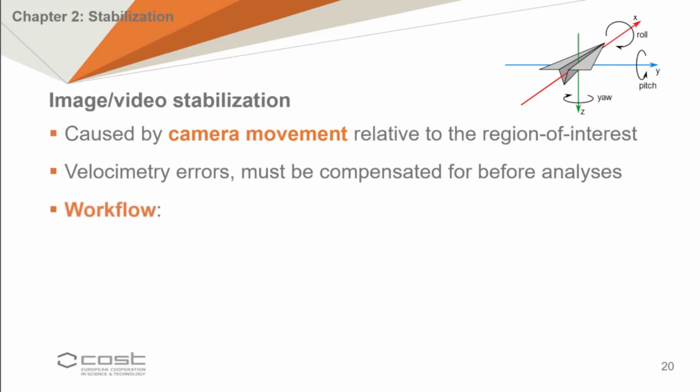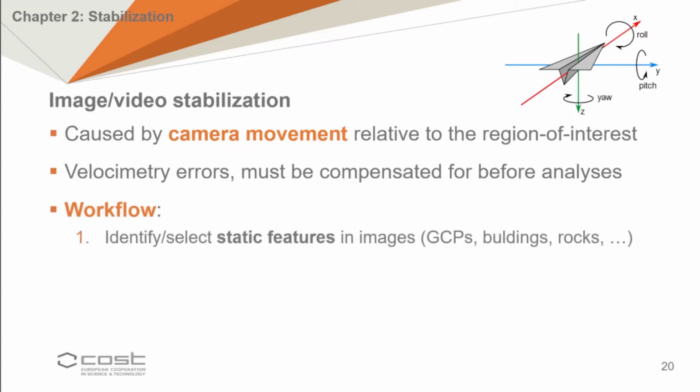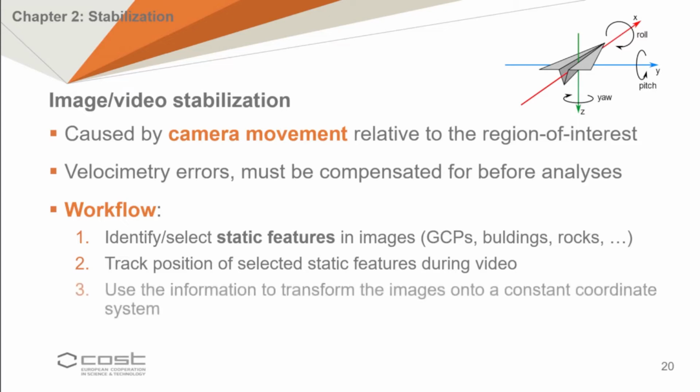So how do we identify and compensate for such motion? The workflow usually goes as follows. We look for static objects, or features as they're commonly called, in videos, and aim to use them to identify camera motion. These are usually ground control points, buildings, rocks, or anything similar. We look at how these objects move in the video, and finally, we use that movement information to digitally reverse the camera motion and provide a stable, constant coordinate system.